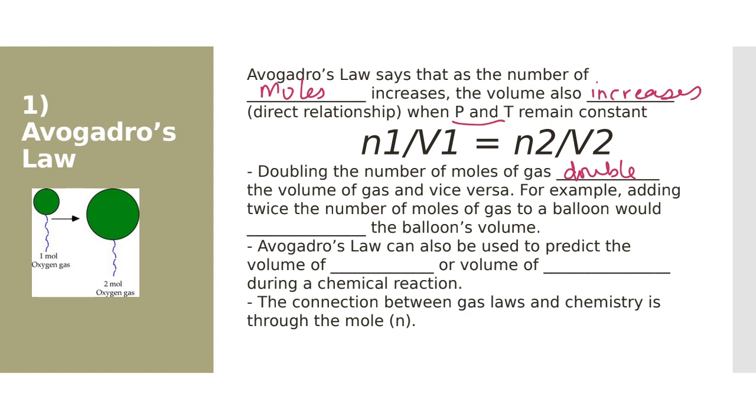So it says, for example, adding twice the number of moles of gas to a balloon. So again, if you're doubling the number of moles, you're going to double the balloon's volume. Avogadro's law can also be used to predict the volume of reactants and products. This is actually a really handy relationship because in a balanced reaction, we know that the coefficients relate to mole quantities. So this can also just tell us what the volumes of each of those gases would be as well.